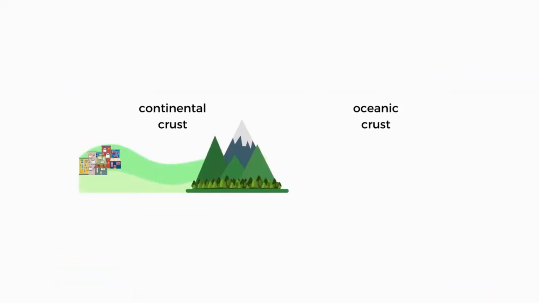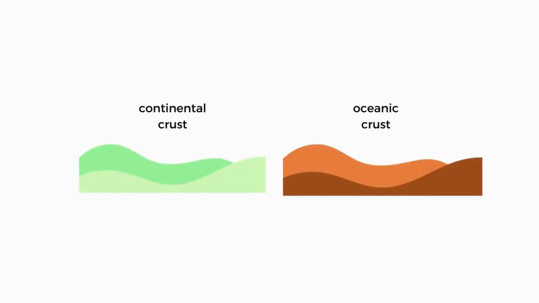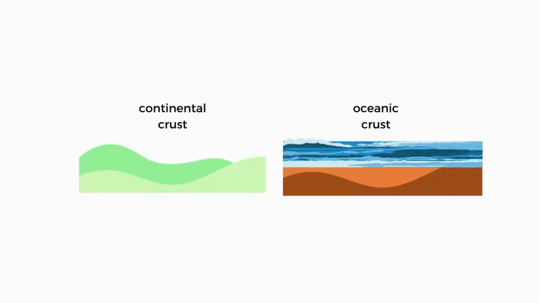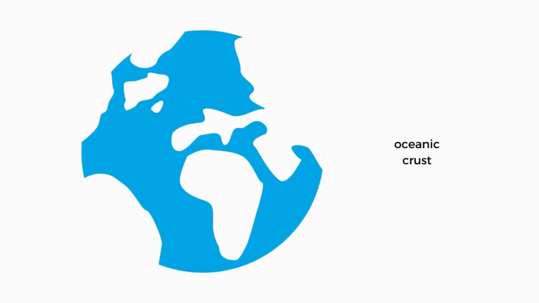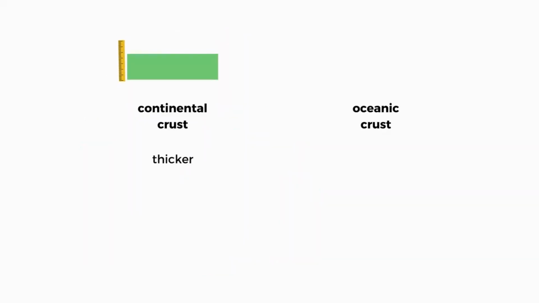Continental crust forms the large land masses where we live. Oceanic crust, on the other hand, lies under the oceans. Basically, when you look at Earth, any large area of exposed land is continental crust, and anything under the ocean is oceanic crust. Here are a few key differences between the two.